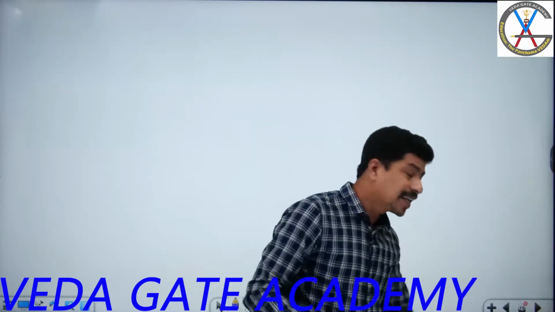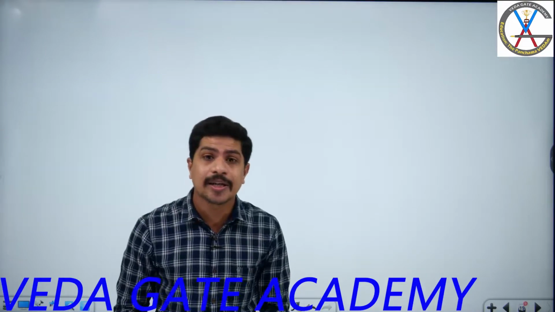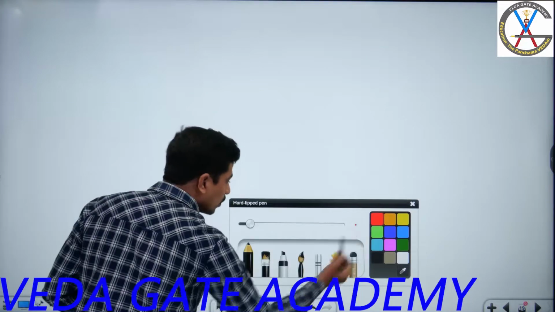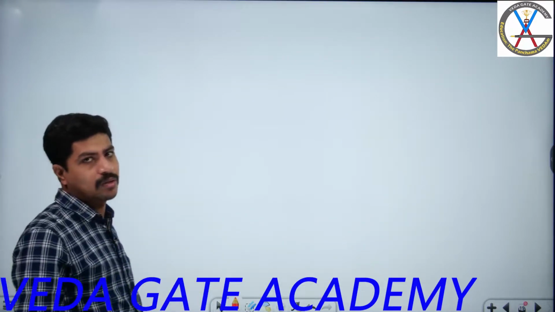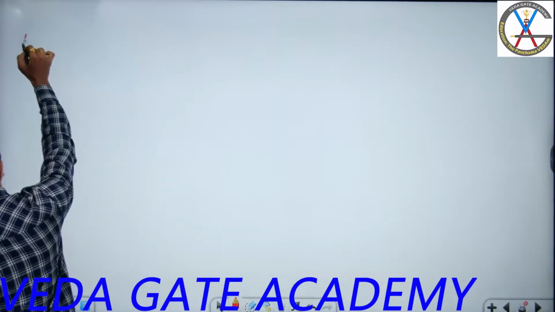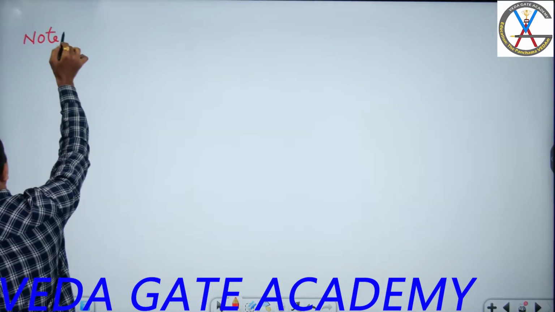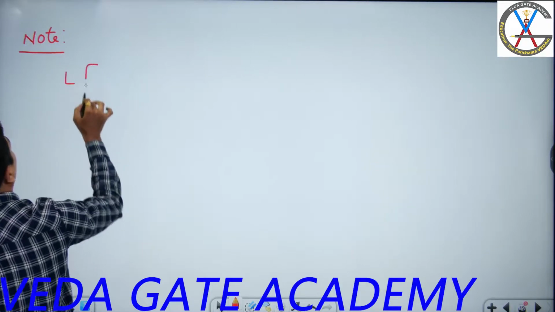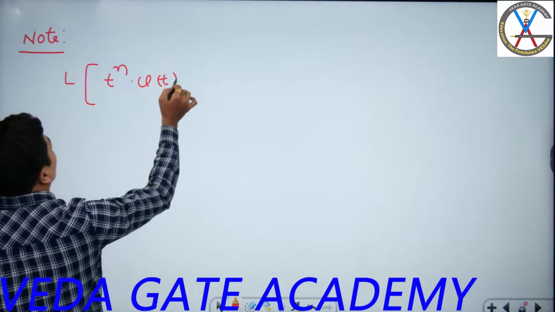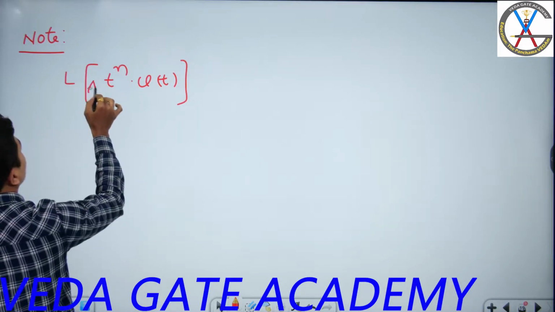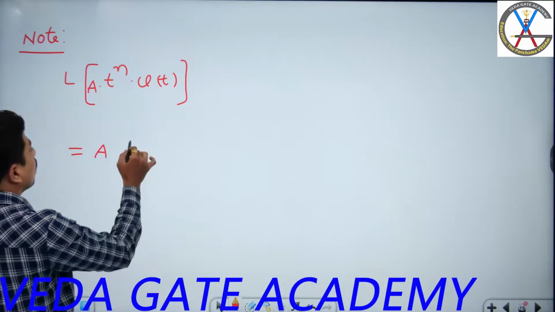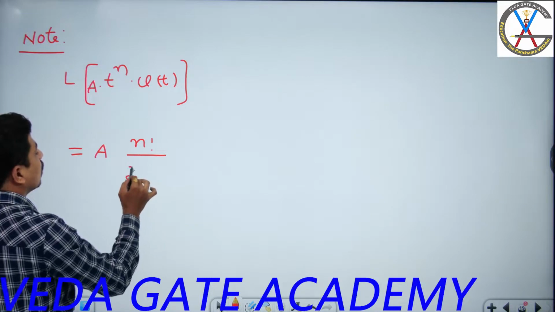What is our next discussion? Getting its Laplace transform. From mathematics, I will give you one formula. Please remember it; in mathematics or in signals and systems you will get the proof of it, but we are not bothering about the proof. Remember this formula: the Laplace transform of a into t power n into u of t, where a is a constant, so keep it outside, is equal to n factorial by s power n plus 1.